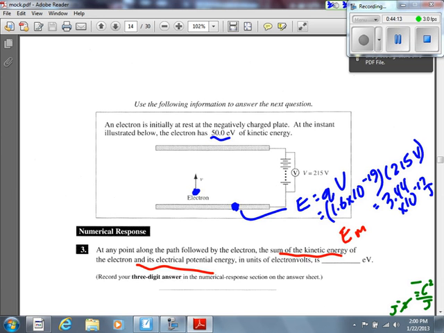Now, we want an answer in electron volts, so I've got to convert it. When I convert it, it ends up actually being 215 electron volts. Remember, 1 electron volt over 1.6 times 10 to the minus 19 equals x electron volts over 3.44 times 10 to the minus 17. That gives us our answer.